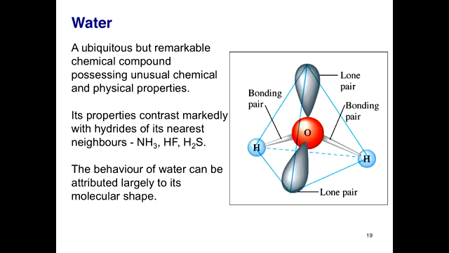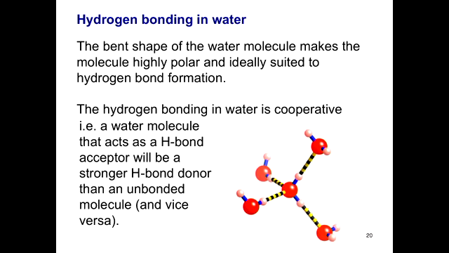If you compare it to things like ammonia, hydrogen fluoride, hydrogen sulfide, which you might consider to be its neighbours, if you like, in the periodic table, it's very different. And we can attribute all of these wonderful properties to its shape. Much of that has to do with its ability to form hydrogen bonds. So the fact that we have the electronegative oxygen, the electropositive hydrogen, and we have a polar covalent bond, we have a strong hydrogen bond.